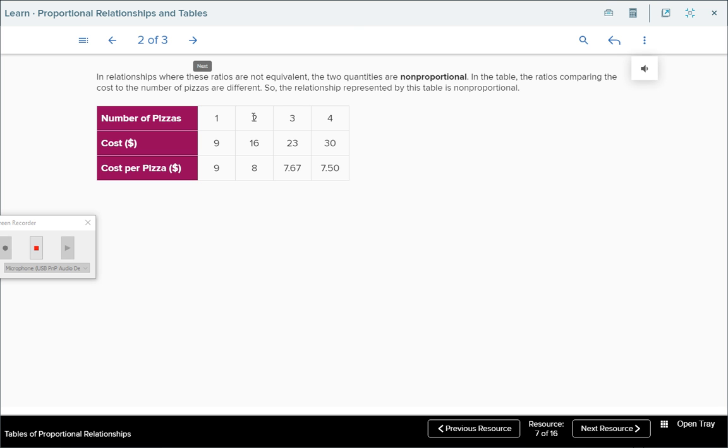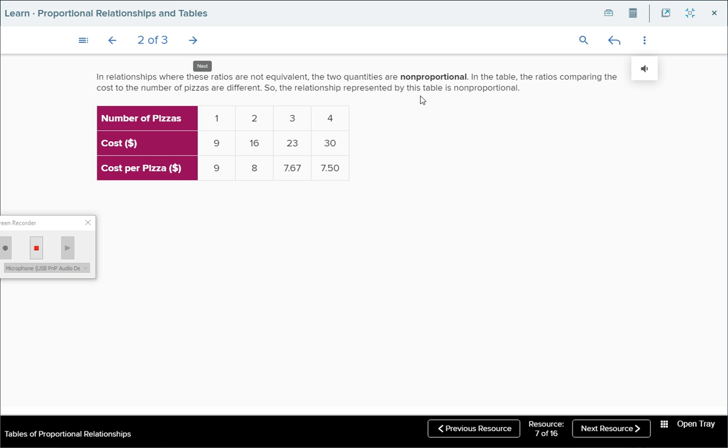Okay, are these numbers down here the same? They're changing every time, right? For four pizzas, she paid $30. She paid $7.50 a piece, right? Right? Okay, so those are different. Those are not proportional, right? Does that make sense? And why are they not proportional? Because she had to pay that what fee?